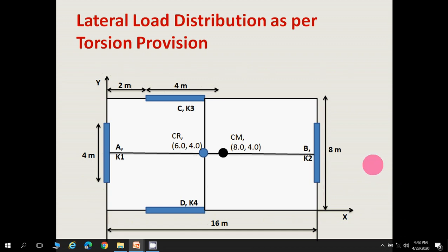How the RA, RB, RC and RD will be calculated: RA, RB, RC and RD are the distances of the walls from the center of rigidity.